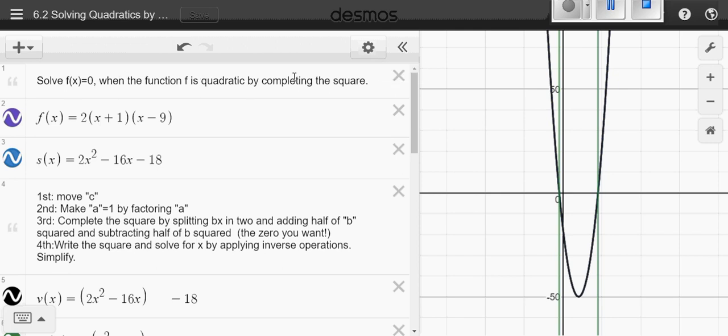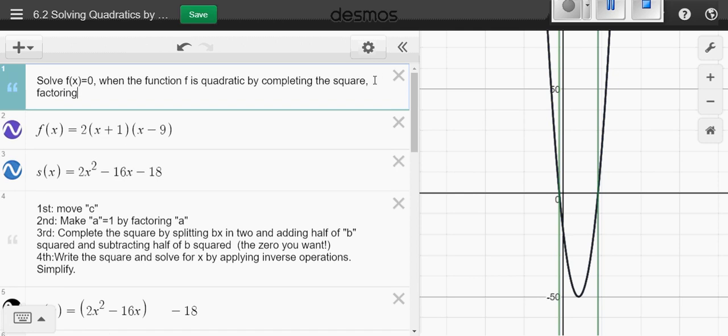Solving a quadratic by completing the square, factoring, and graphing. Next video we'll connect this to the quadratic formula.